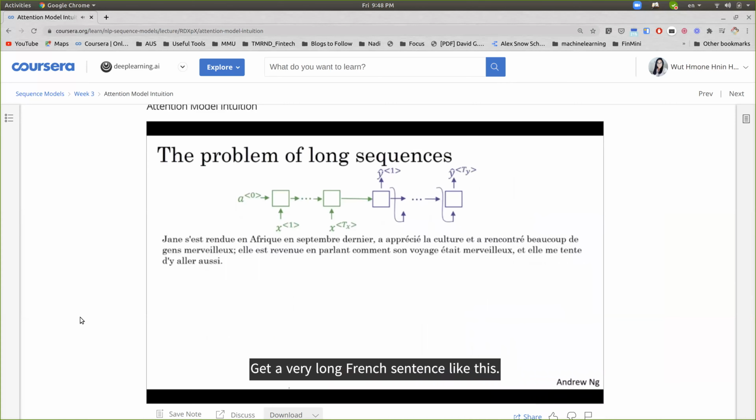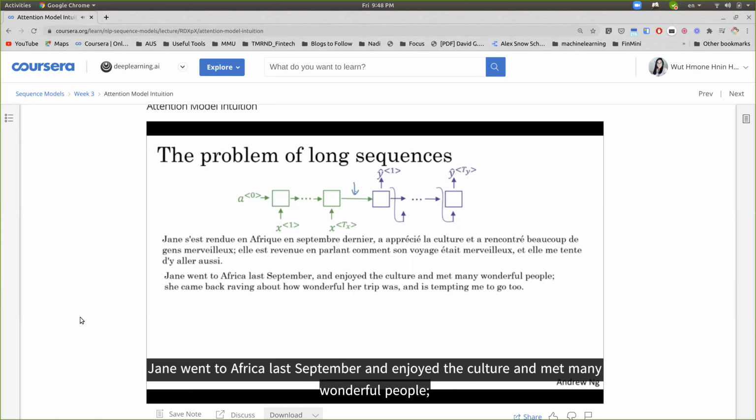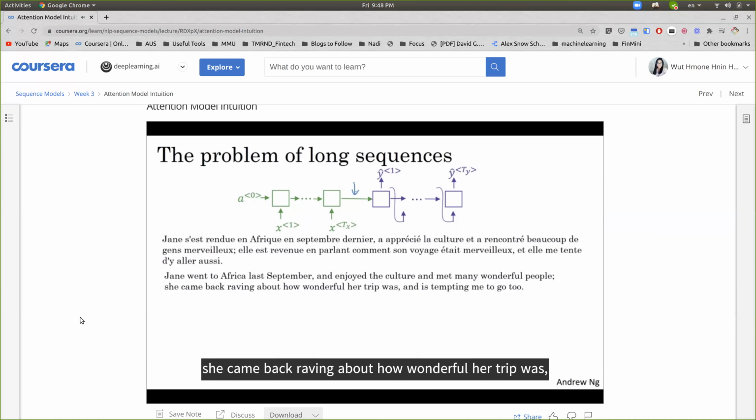So, given a very long French sentence like this, what we are asking this green encoder neural network to do is to read in the whole sentence and then memorize the whole sentence and store it in the activations conveyed here. And then for the purple network, the decoder network, to then generate the English translation. Jane visite l'Afrique en septembre, and so on.